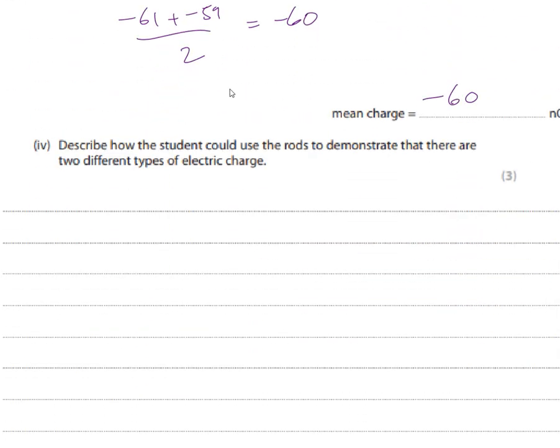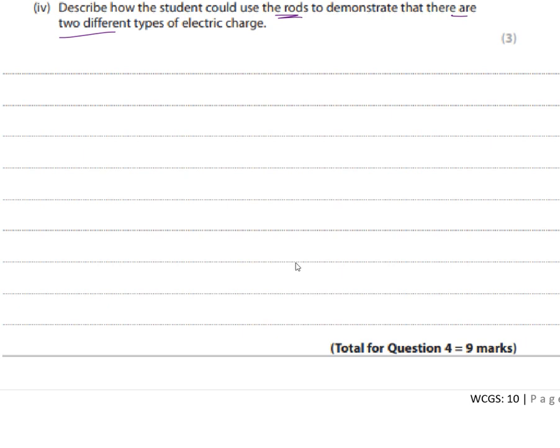How easy is that? Now, describe how a student can use a rod to show that there are two types of electric charges. How can we do this? Let's do something simpler, the thing with the water, because I think that's the one we've done before. We have a tap of water here. Let me draw a tap. Now we've got the water running. We have the charged rod. First of all, we need to charge the rod.